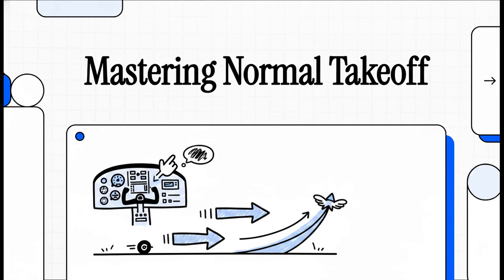I am so thrilled to be your instructor for today's explainer. We're going to completely demystify the normal takeoff. You know, a lot of people think taking off is just pushing the throttle forward and yanking back on the yoke. But honestly, it's a highly calculated step-by-step procedure. It relies on strict situational awareness and, well, a whole lot of physics. So let's dive right in and look at exactly how we transition safely from the ground to the air.